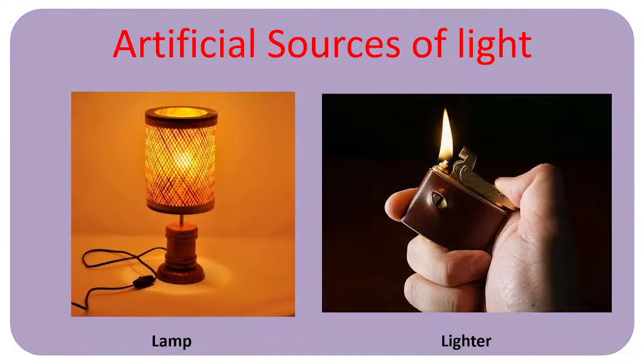Lamp, lighter. Can you give me more examples of artificial sources of light that you use at home? What are the different artificial sources of light other than bulbs that you use at home? LEDs will come over here, yes or no? LEDs will come, tube light will come. All these are artificial sources of light.